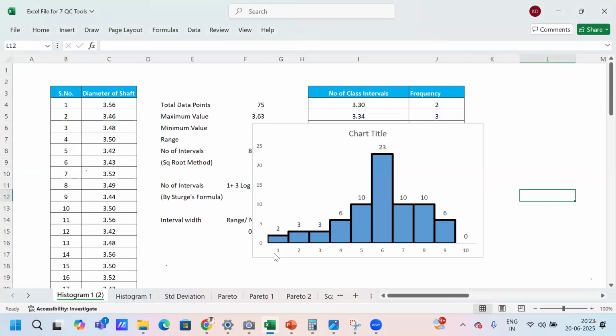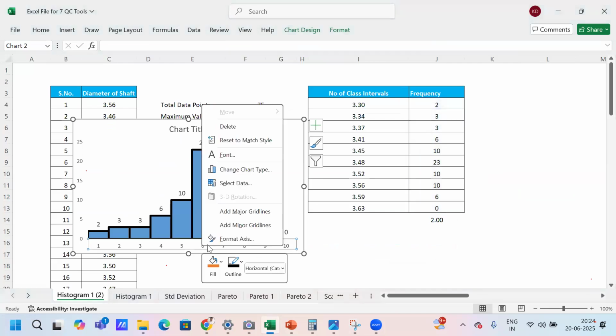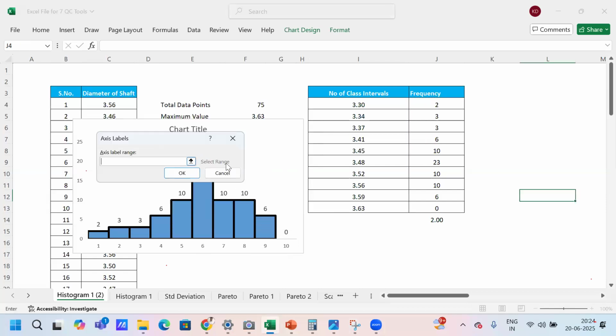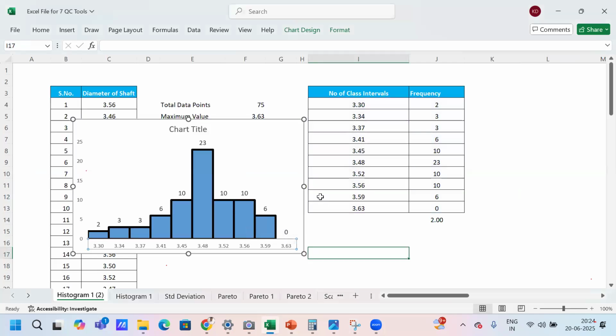Now here is 1, 2, 3, 4, 5, 6, 7, 8, 9, 10. I need to change that. I need to see these values here, 3.30, 3.34. So I will just click here, select data. The range, I need to put this range. Okay. So these are my values.